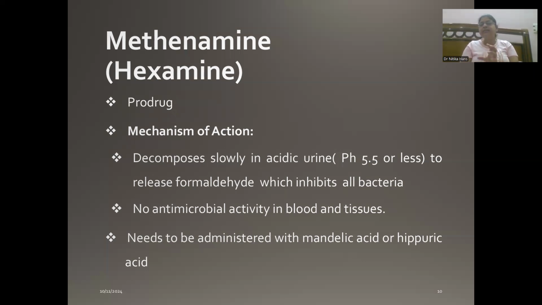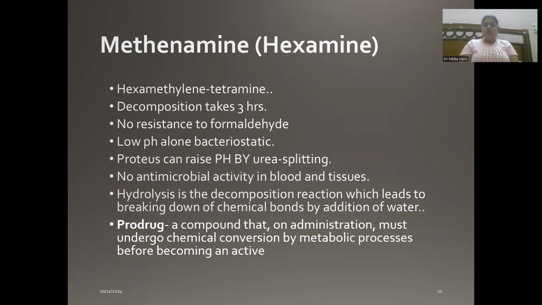It needs to be administered with mandelic acid or hippuric acid. Why? Because these acids will decrease the pH of the urine, so it will be converted into formaldehyde, and formaldehyde will inhibit the bacteria. Hexamethylene tetramine decomposition takes 3 hours. There is no resistance to formaldehyde. Low pH alone is bacteriostatic, which means that at low pH it is bacteriostatic.